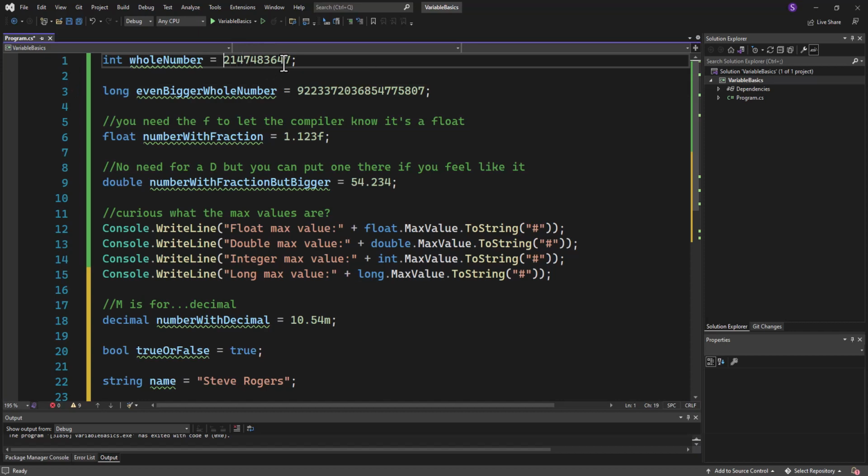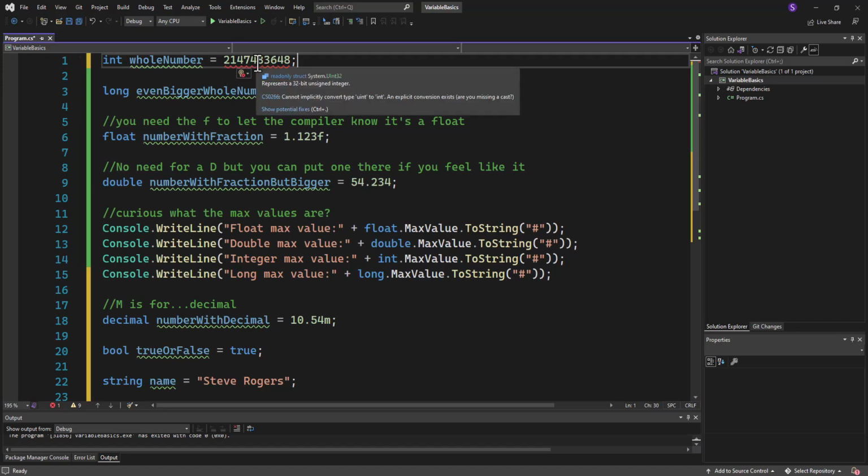So it's like 2,147,483,647. Big gigantic number. Notice how if I raise it by 1, if I go up by 1, the compiler marks this as red. Because remember, C Sharp is a compiled language. The compiler checks to see if there's errors. If there are any errors, it will not run. So it's red. Why is this red?